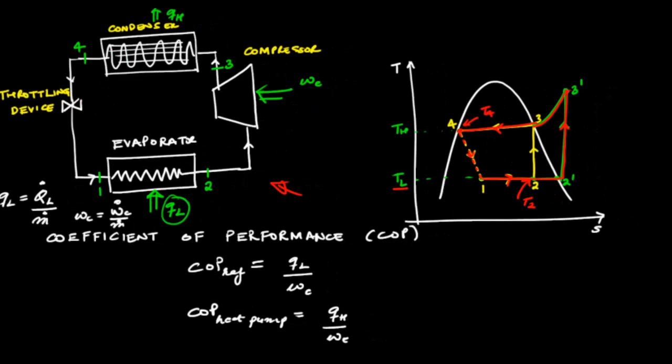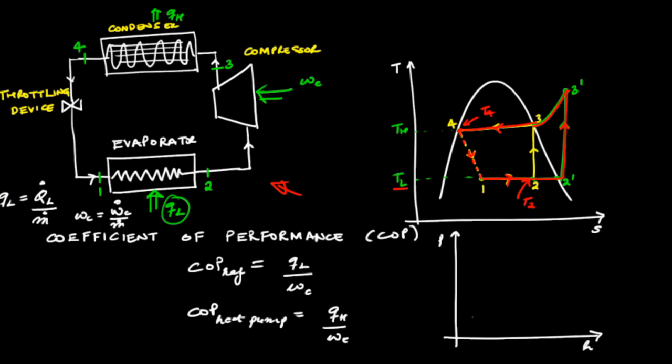So besides this TS diagram to represent the vapor compression refrigeration cycle, often a pH diagram is also used. And this is because if we use a pH diagram, then we have two isobaric processes, that is the heat absorption and heat rejection processes, and one process, that is the throttling process, is isenthalpic. So that's why it is easier to depict the vapor compression refrigeration cycle on a pH diagram.